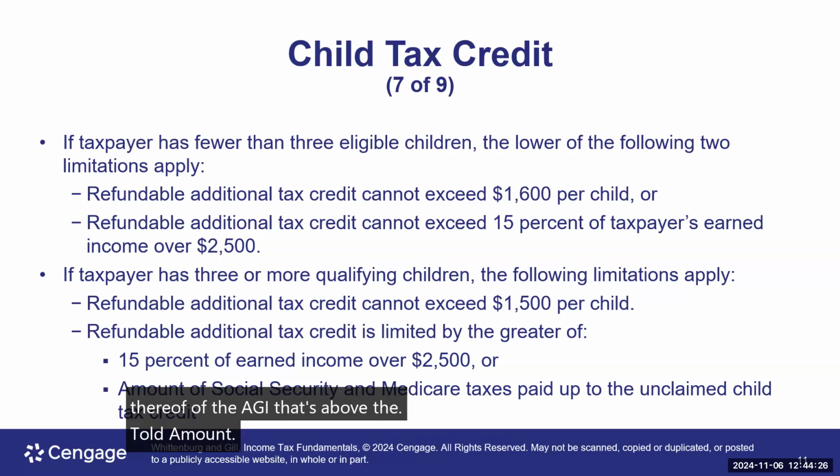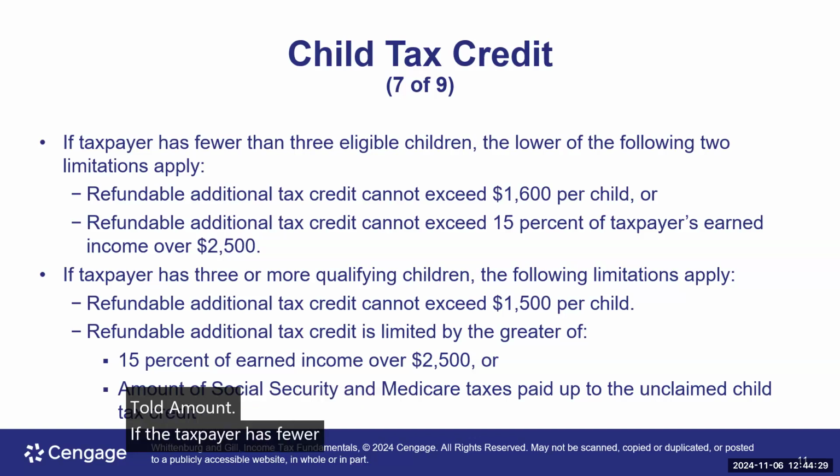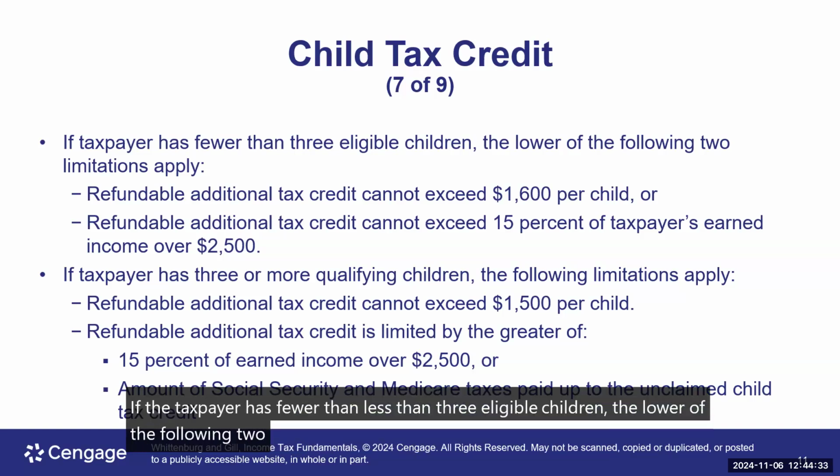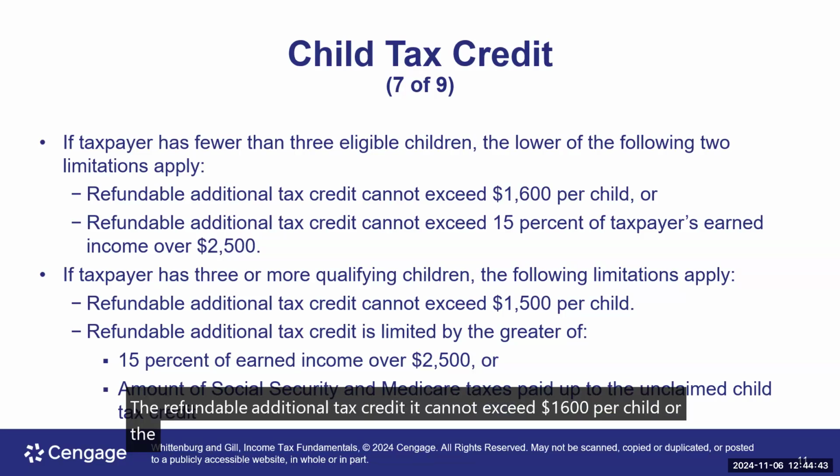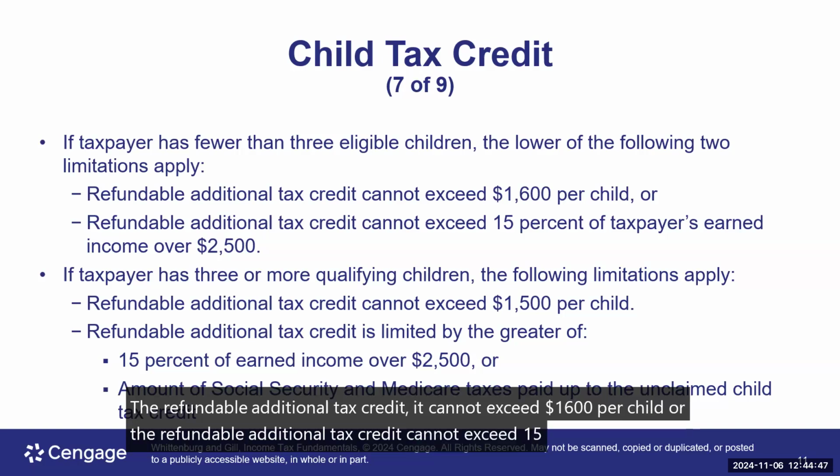If the taxpayer has less than 3 eligible children, the lower of the following two limitations apply. The refundable additional tax credit cannot exceed $1,600 per child, or the refundable additional tax credit cannot exceed 15% of the taxpayer's earned income over $2,500.